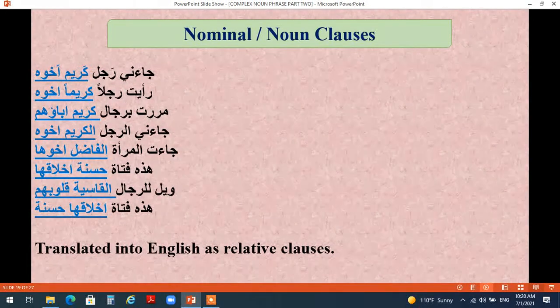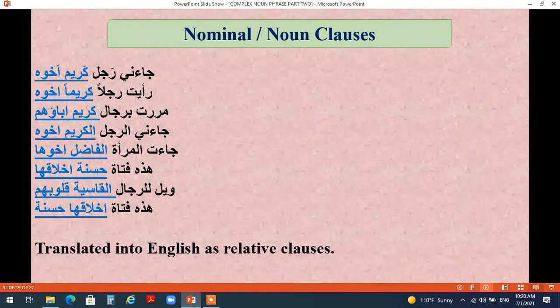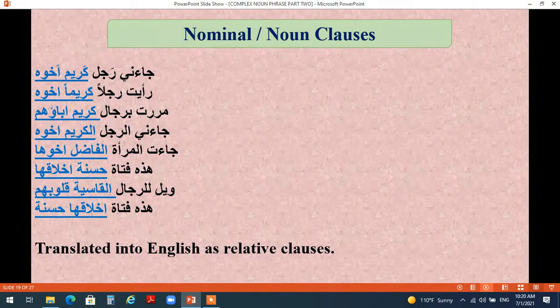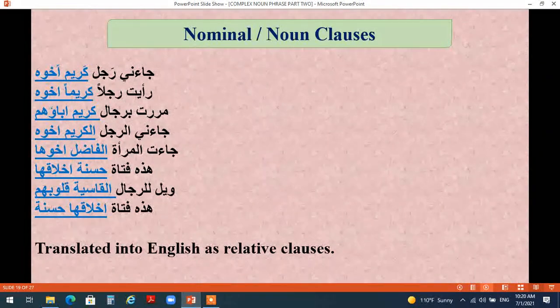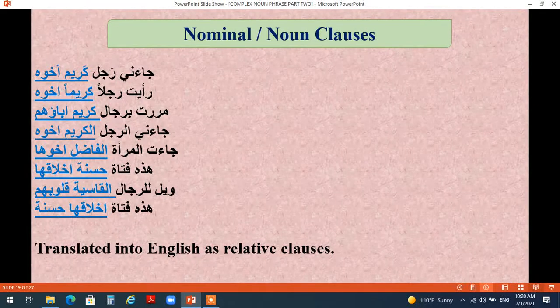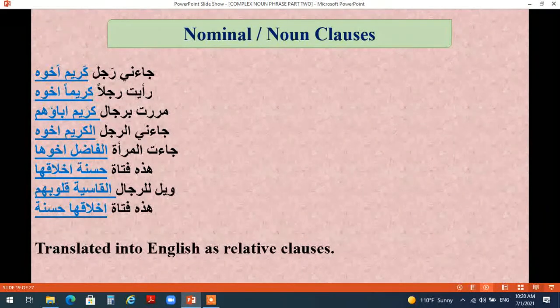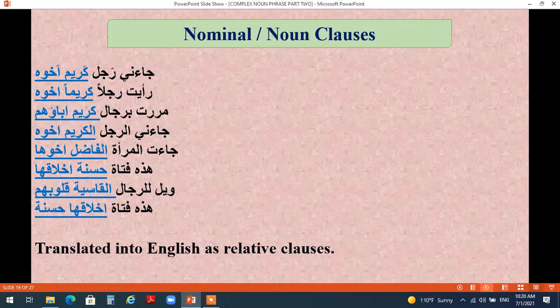أو أقول مثلا رأيت رجلا كريما أخوه. أيضا كريما أخوه this is a nominal clause used as a post modifier for the noun رجلا. مررت برجال كريم آباؤهم. أيضا كريم آباؤهم this is the post modifier. جاءني الرجل الكريم أخوه. الكريم أخوه this is a nominal clause which is used as a post modifier. جاءت المرأة الفاضل أخوها. الفاضل أخوها again this is a noun clause which is used as a post modifier for the word المرأة.